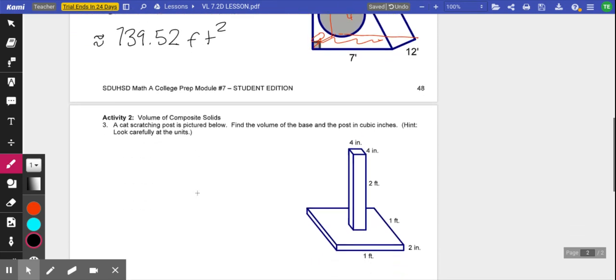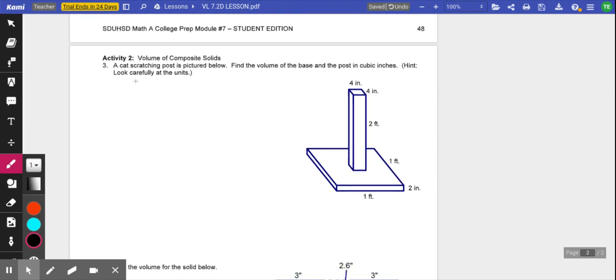Okay, next one. A cat stretching post is pictured below. Find the volume of the base and the post in cubic inches. Okay, so I'm going to find the volume of the first one, and then I'm going to add it to the volume of the second one. Not so bad. For the bottom, we know we just have to multiply the 3 dimensions. 1 times, we have to pay attention.